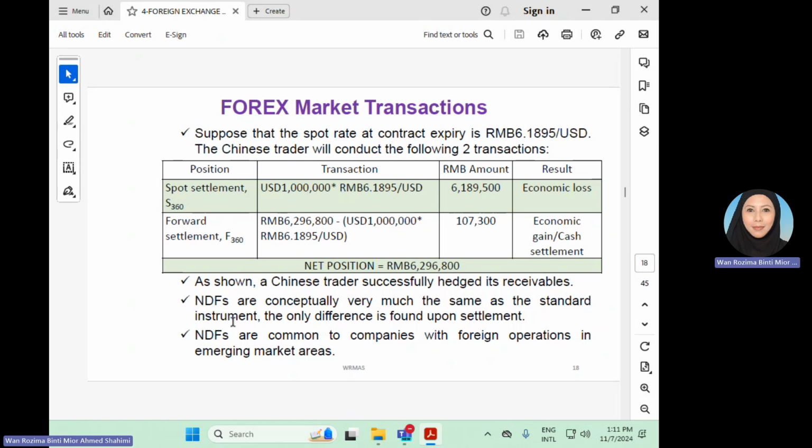As you can see, as shown, Chinese traders successfully hedge receivables. Conceptually, it's very much similar to standard. But why do they use it? Based on these three factors: the implementation, the differences in settlement currency, and the third one, because of the restriction. Usually it's applied in developing countries.